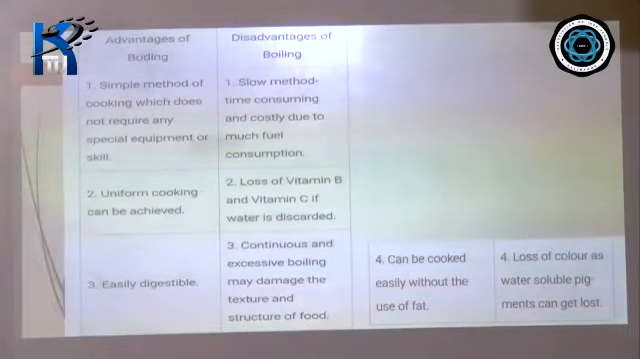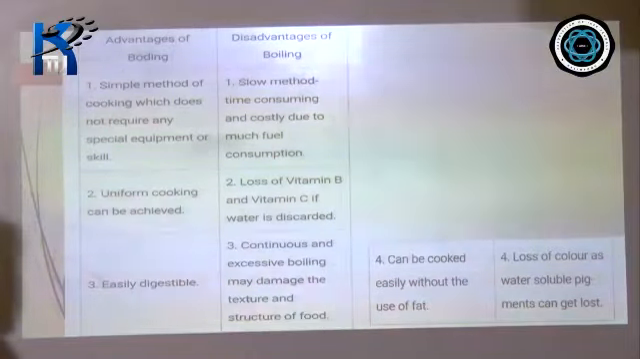Like advantages of cooking would be simple method of cooking, doesn't require much equipments, the food gets uniformly cooked, easily digestible, and we need not use any form of fat. So ideal for people who are suffering from any particular diseases and who find difficulty in digesting the food. But there are certain disadvantages also.